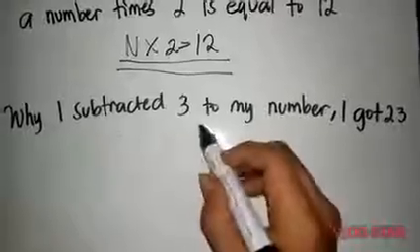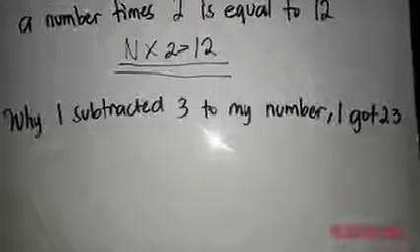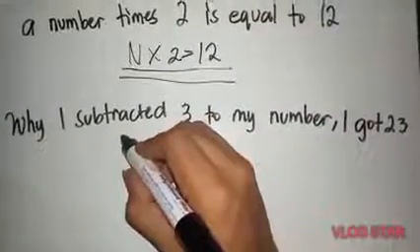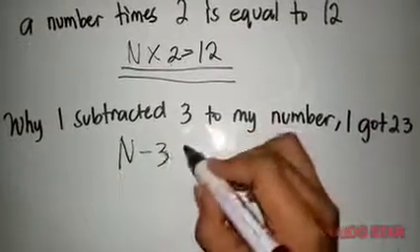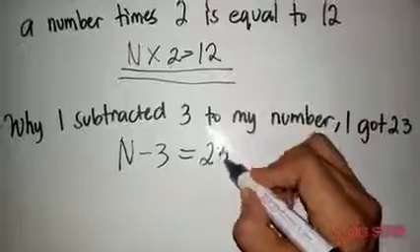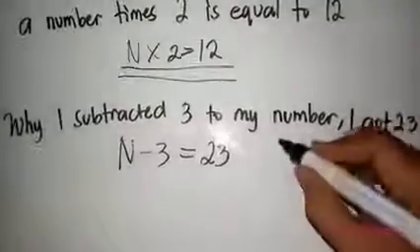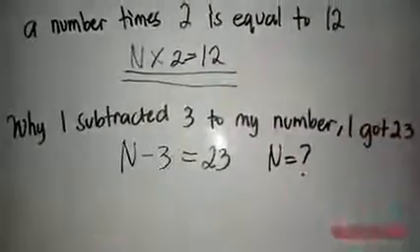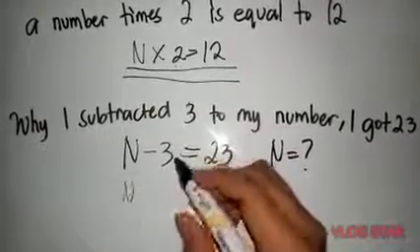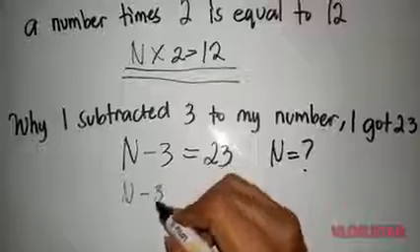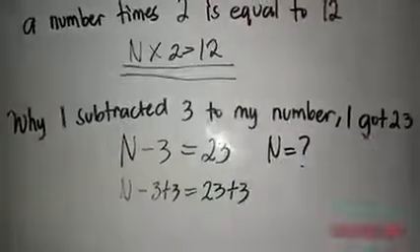Next, when I subtracted 3 from my number, I got 23. So we can write it as, let's say that my number is n, subtracted 3, minus 3, I got 23. So that's how we write it in algebraic expression. But we're going to find my number. So just get the additive inverse of 3, which is positive 3. Then also positive 3 on the other side.